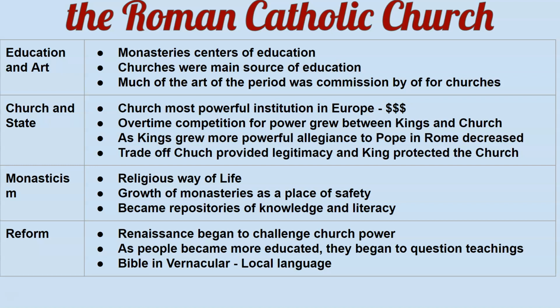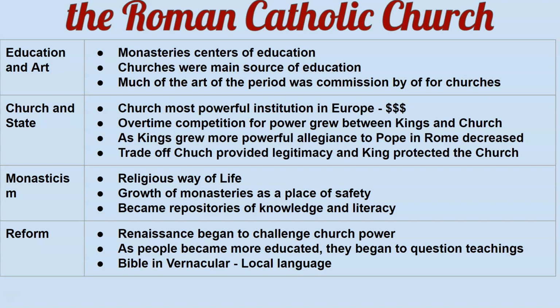It's also the wealthiest. But you begin to have a competition going on between the kings, who are rising in power, and the church. As the kings grow more powerful in their own countries, they come to rely less on the Pope. Eventually you have a trade-off where the church provides legitimacy. The king is crowned and anointed by the church, and in return, the king protects the church within his country. But he also gets some influence over the church.